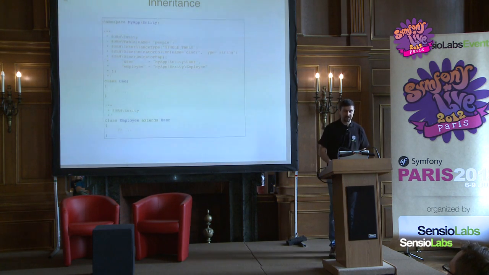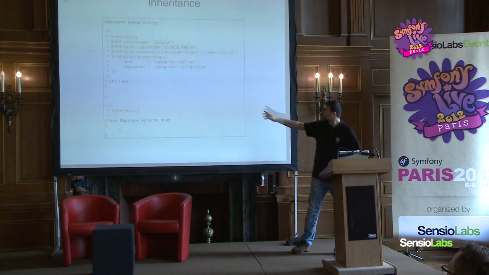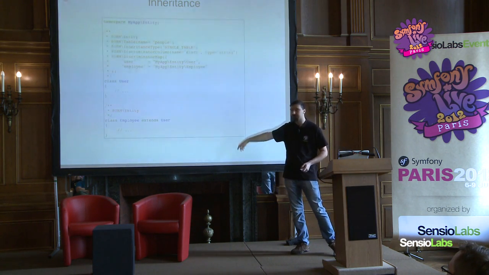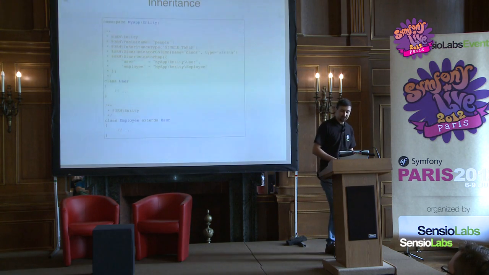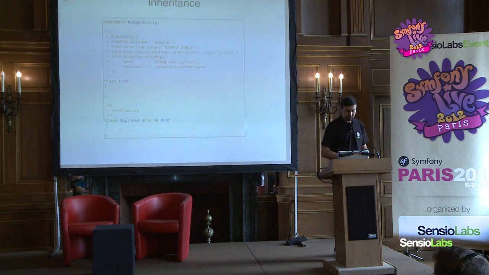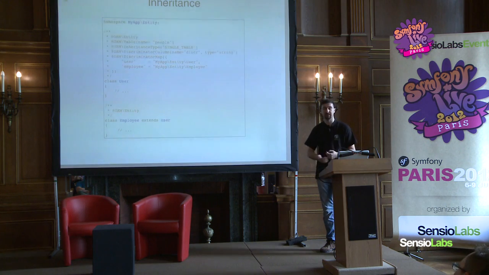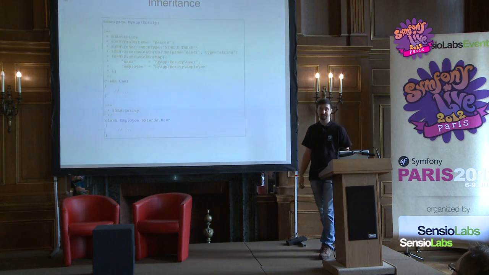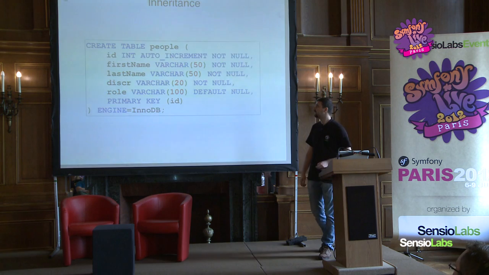So whenever you have something else, for example, I have the user, and then you also have the employee. Suppose that I have first name, last name inside of the user, and then I have role inside of the employee. So you're going to probably have a table something like this.